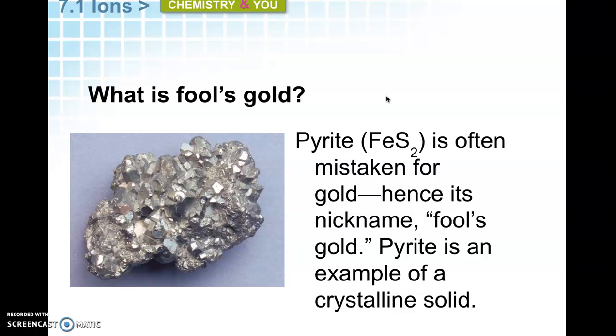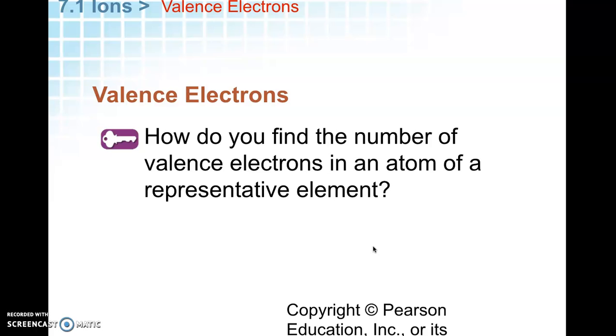But iron pyrite itself, and this is the chemical formula, is an example of what we would call a crystalline solid. So it's a solid that's made out of crystals. We're going to talk about valence electrons, and we've already previously done this. So the good news is we can probably answer this question pretty easily. How do you find the number of valence electrons in an atom of a representative element?